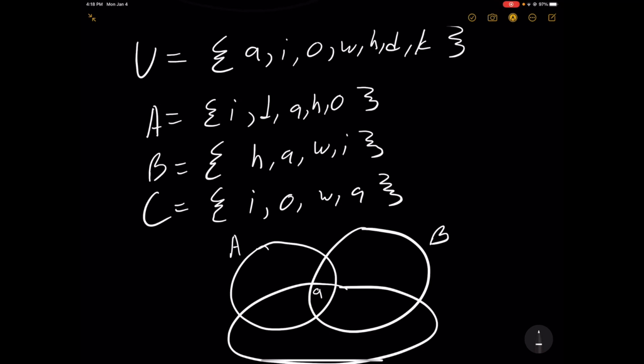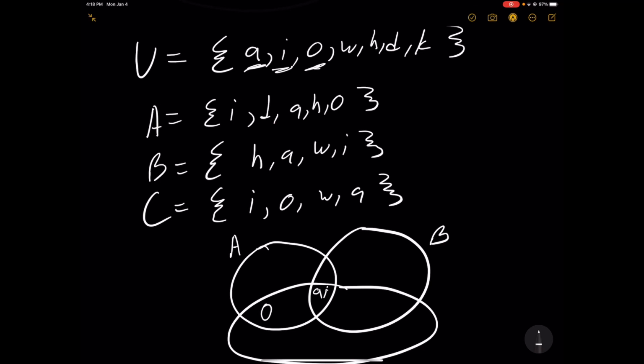Now let's go to I. So I'm just going along the universal set and checking each one. There's an I in all three of them. So let's put the I in the intersection of all three. Now let's go to O. There's an O in set A, there's an O in set C, but that's it. So where's the intersection of A, C, but not B? It's right here.